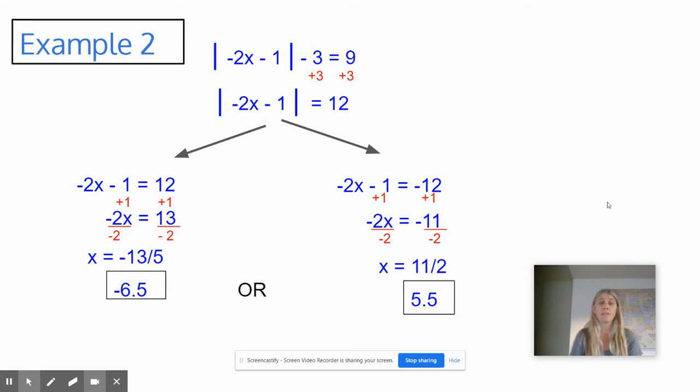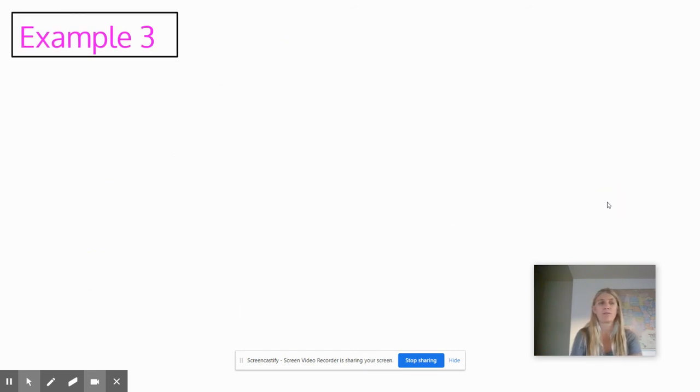Now remember, the reason we show this example is you need to make sure that you don't split it up until you've isolated the absolute value on one side of your equation.